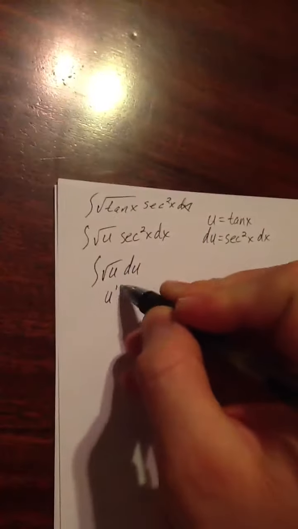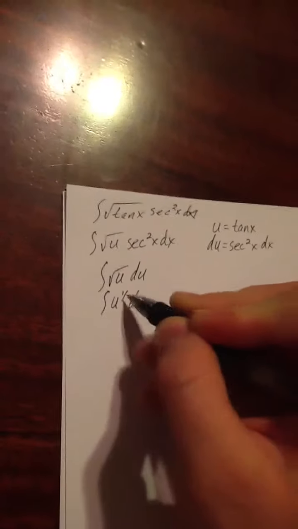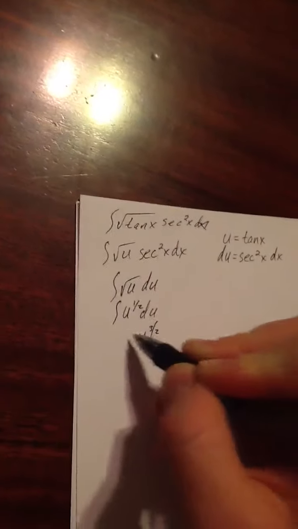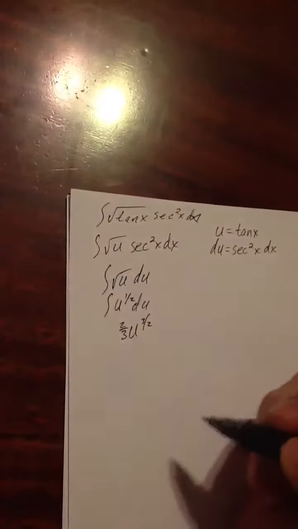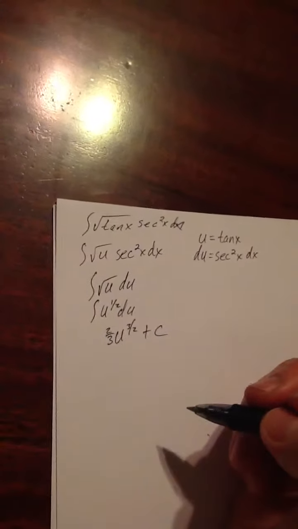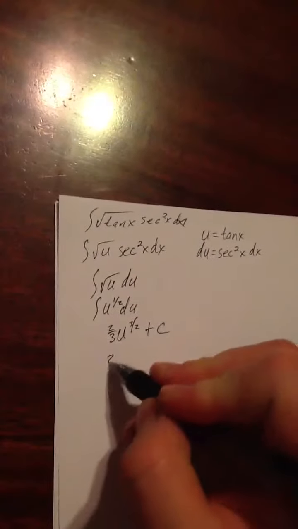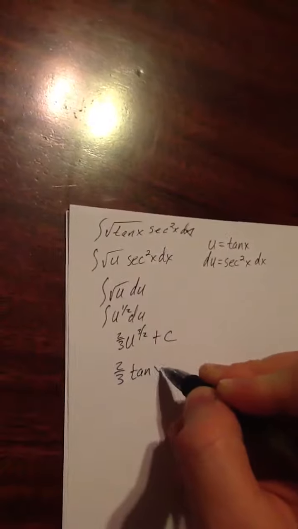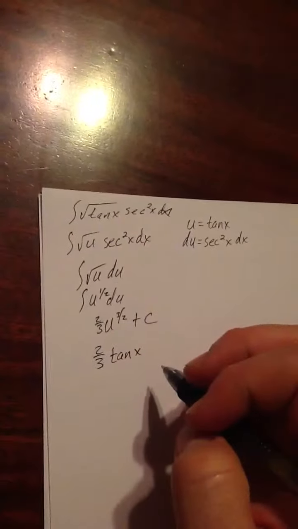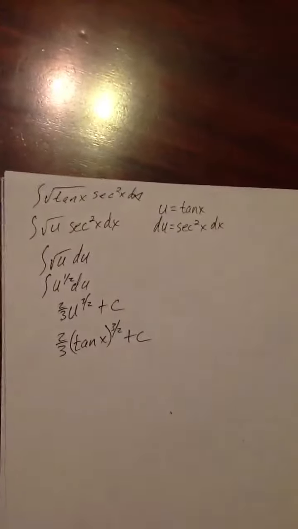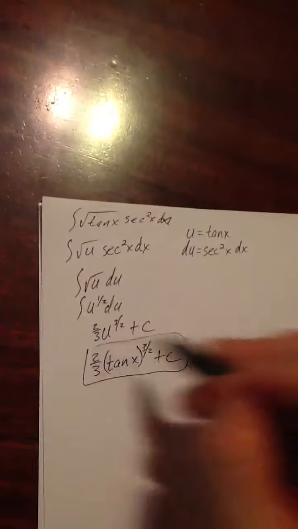Alright, that's u to the 1/2. So integrate that. You'll have u to the 3/2, so what is that, 2/3? 2/3 u to the 3/2 plus c. Plugging u in, we get 2/3 tangent of x to the 3/2 plus c. So that one wasn't that bad.